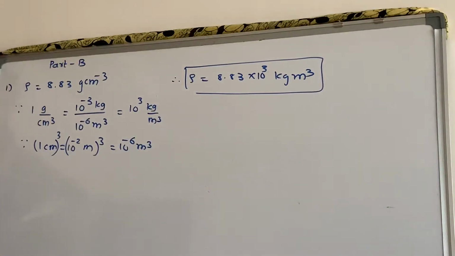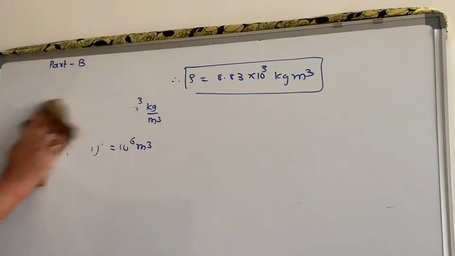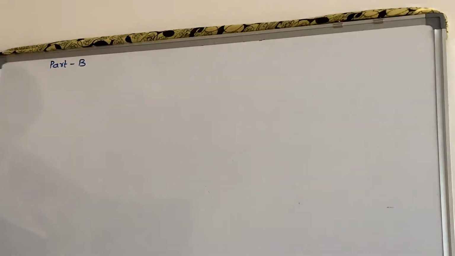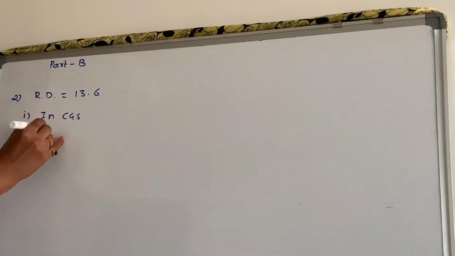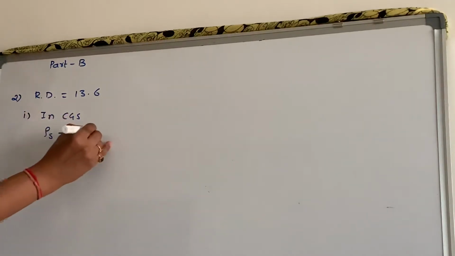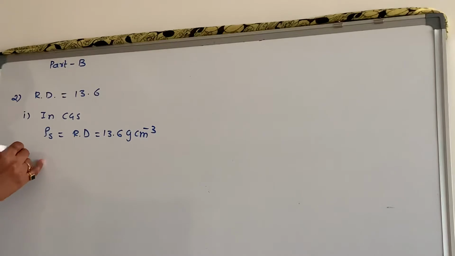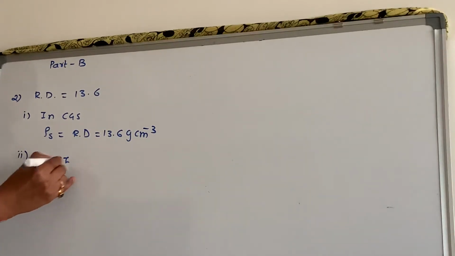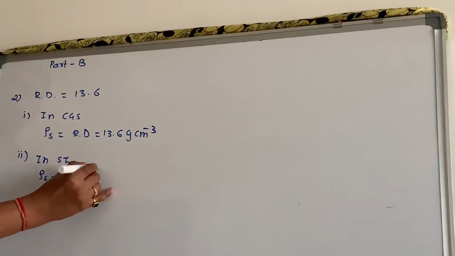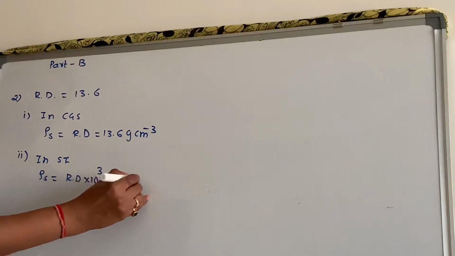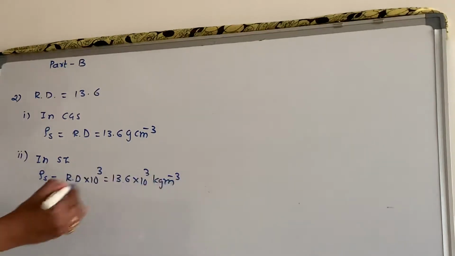Right? Check the next one. Second numerical. In second numerical, what is given? Relative density of mercury is given, that is Rd is given as 13.6. State the density in CGS and in SI. So in CGS, density of substance is equal to Rd, the value is 13.6, which will be gram per centimeter cube. And in SI, density of substance is equal to Rd into 10 raised to 3. So this is equal to 13.6 into 10 raised to 3 kilogram per meter cube. This is second.